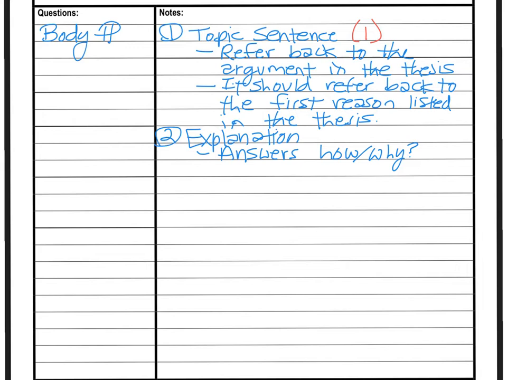Establishing why a statement you make is true is great, but it doesn't hold any weight unless there's good, strong evidence to support it. So after the explanation, you want to make sure to use some evidence.